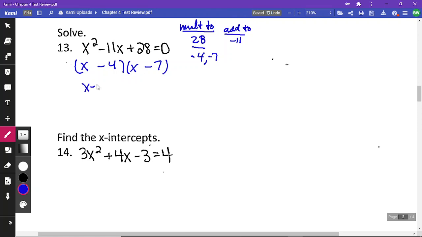Now we have to say x minus 4 equals 0, or x minus 7 equals 0. Solve each of those. Add 4 to both sides, x equals 4. And then for the other one, you add 7 to both sides, and you have x equals 7. Then we've got our solution.